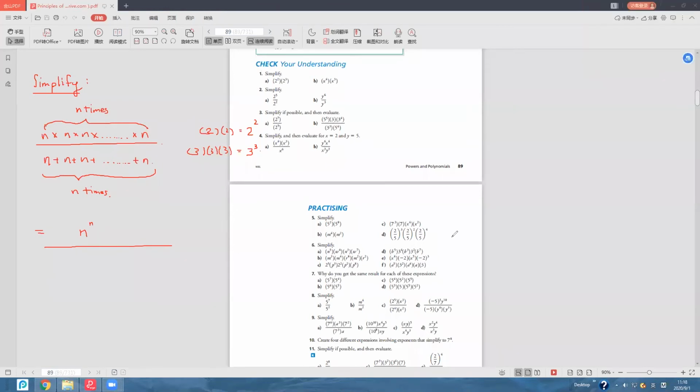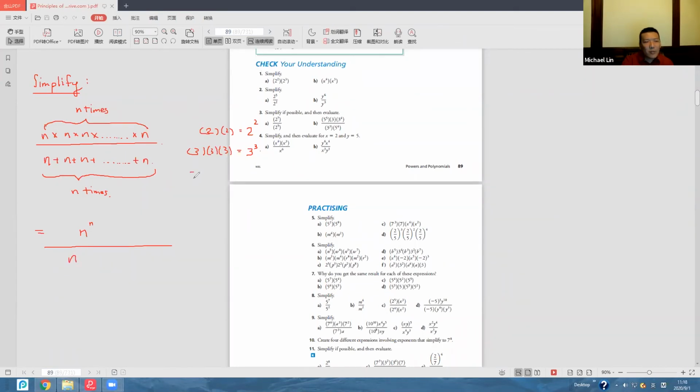N times n. N times n, very good, because we have n adding itself n times, right? It's almost like if I said 2 plus 2, you would immediately tell me this could be written as 2 times 2. Or if I have 3 plus 3 plus 3, you would tell me that this could be rewritten as 3 times 3. So this is actually n times n.